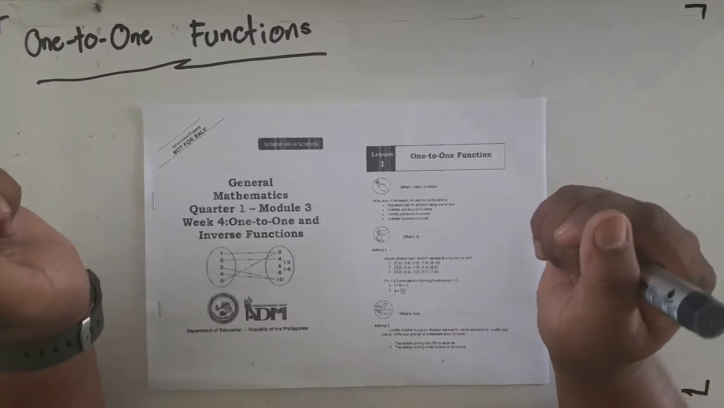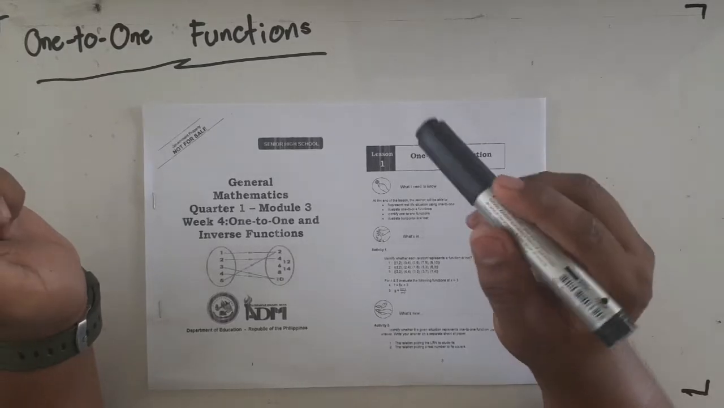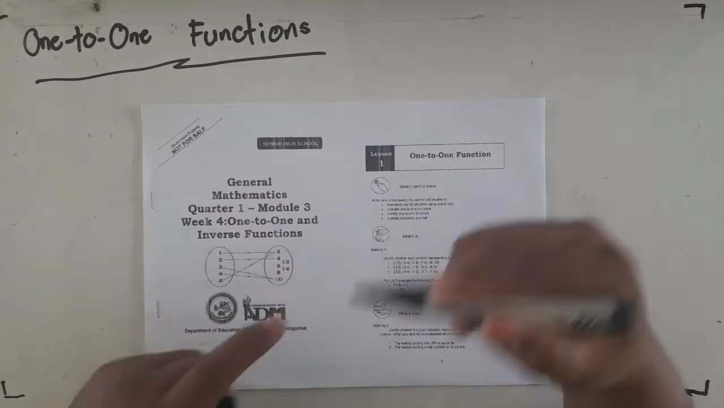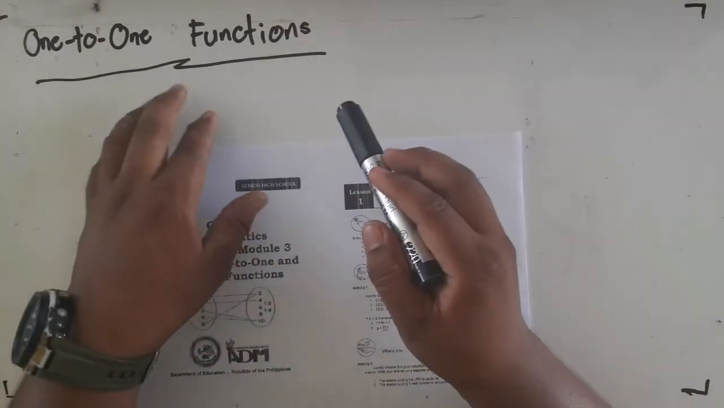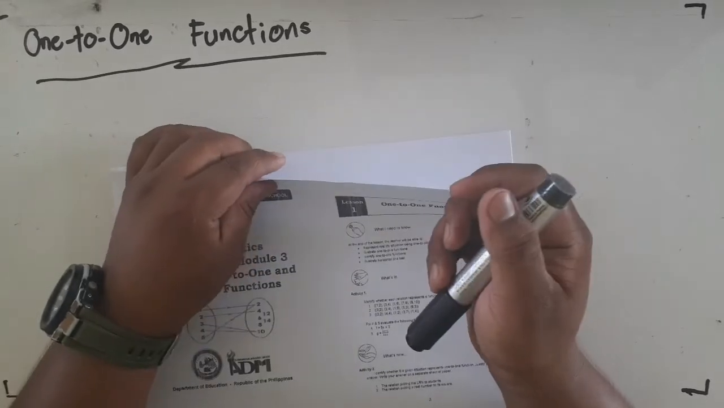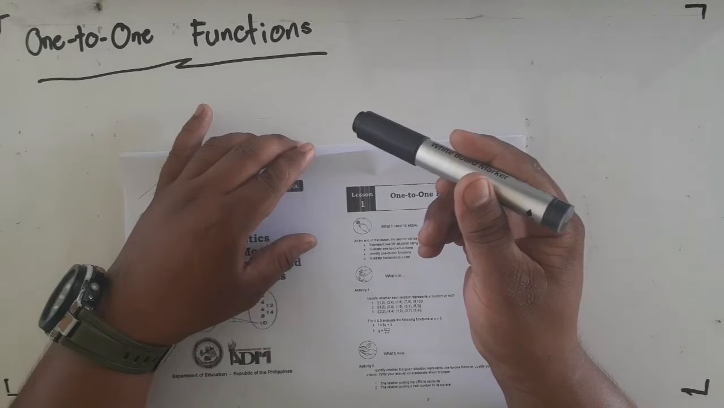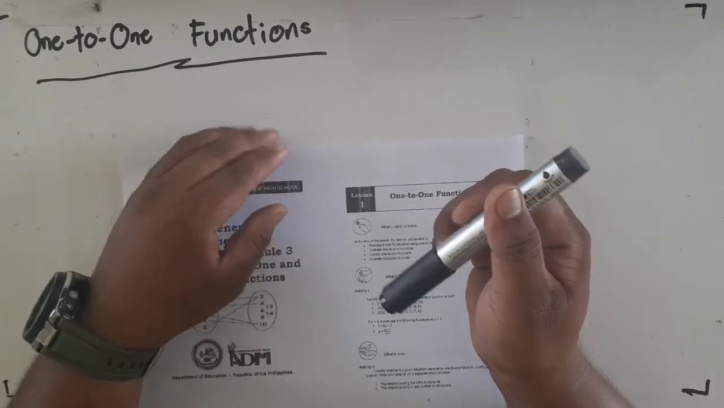I am here in place of Sir James to discuss Module 3, Quarter 1, which is one-to-one and inverse function. So first, what is a one-to-one function? We already know that a function, by graph, we can identify using the vertical line test. Okay? So this time, what is a one-to-one function?